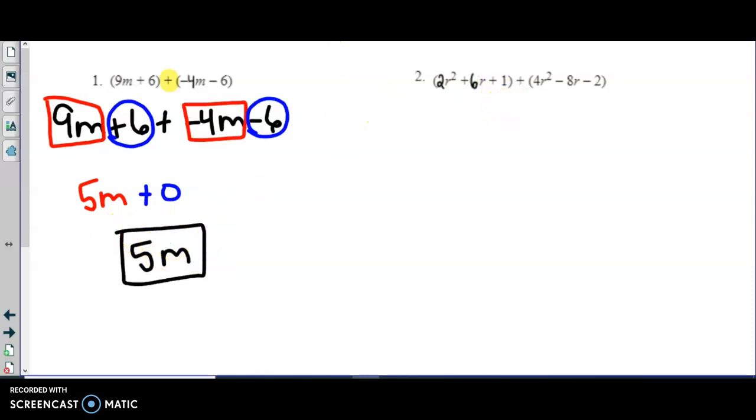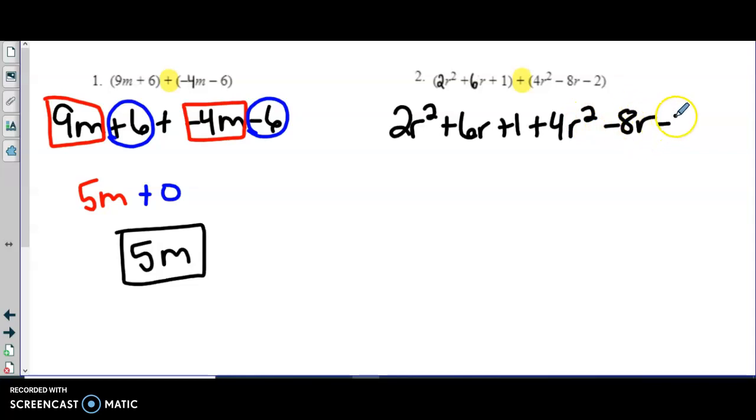Over here, again, I'm always going to check for my sign in between the parentheses first. Because it's a plus sign, I don't have to change any signs. I can just rewrite all of this without the parentheses. So 2r squared plus 6r plus 1 plus 4r squared minus 8r minus 2.